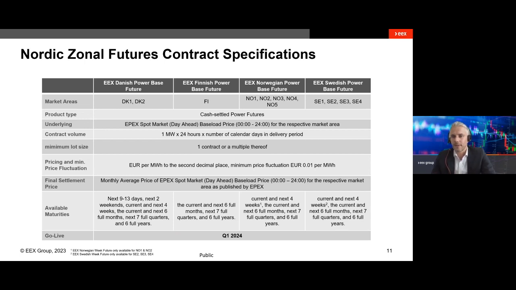Looking at the questions here, I think we've covered pretty much all of that. There's one more that just came in. When will you publish exact product codes as they are needed to implement these new products in various systems?